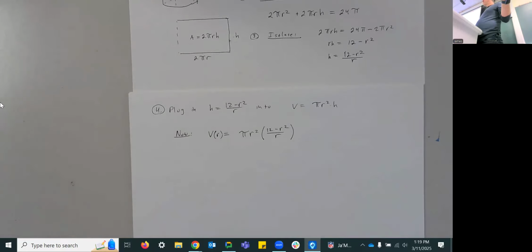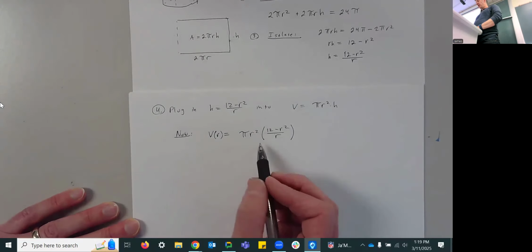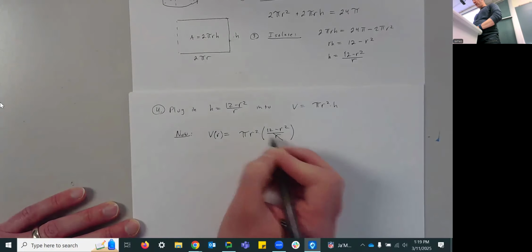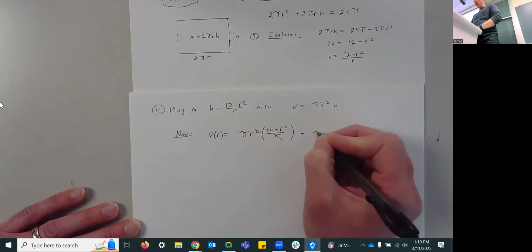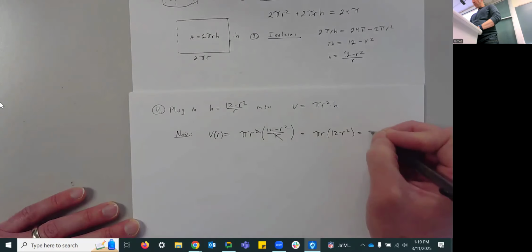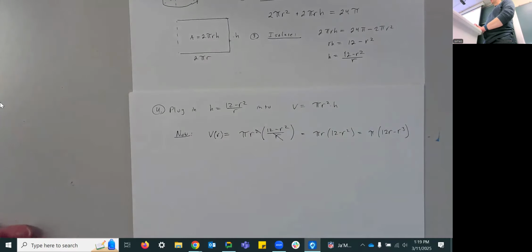Now that we have the thing we're trying to maximize as a function of one variable, we can take the derivative, set it equal to 0, and find our critical points. But before we do that, we should make it easier to differentiate. I don't really want to use the product rule and the quotient rule here. It'd be much more sensible to multiply this out. In fact, cancel an r here and an r here and say we have pi times r times (12 minus r squared), or preferably pi times (12r minus r cubed). That's going to be much easier to differentiate and set equal to 0.